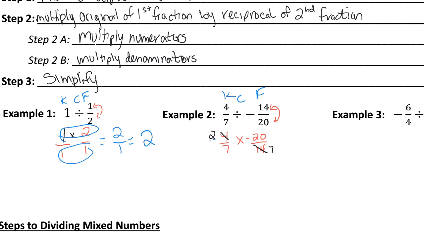Okay, now we can multiply straight across. 2 times 20 is 40. 7 times 7 is 49. We have a positive divided by a negative, so my answer is negative. All right, I want you to pause and do example 3 for me.